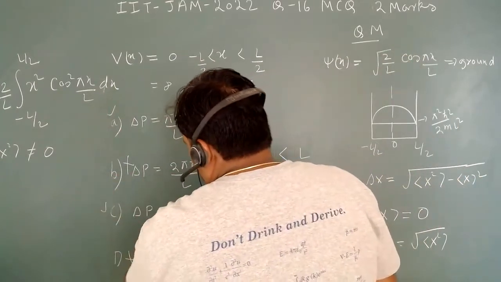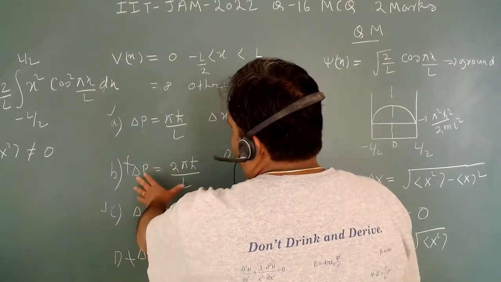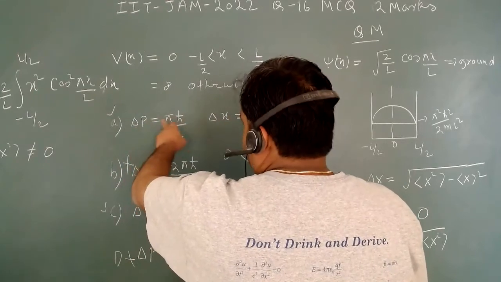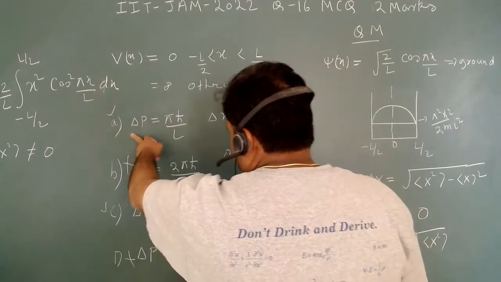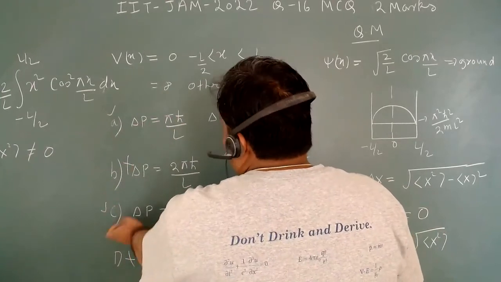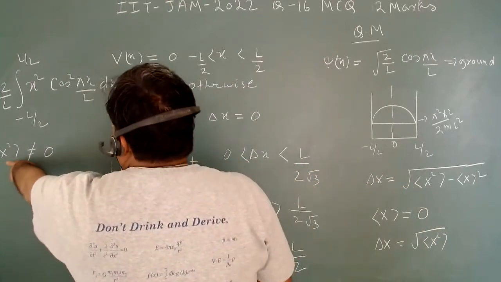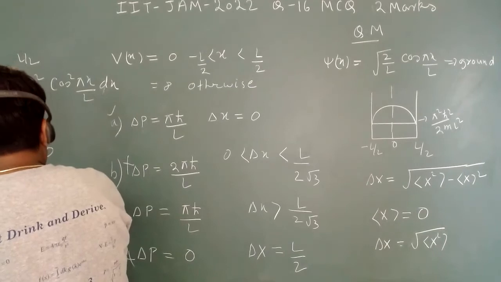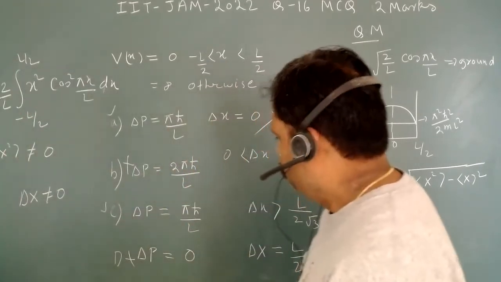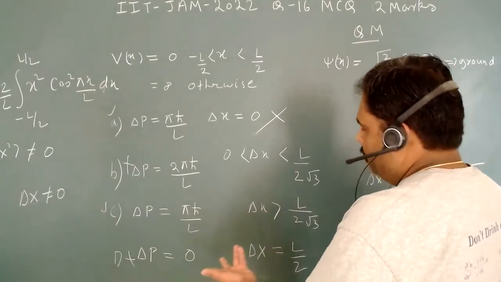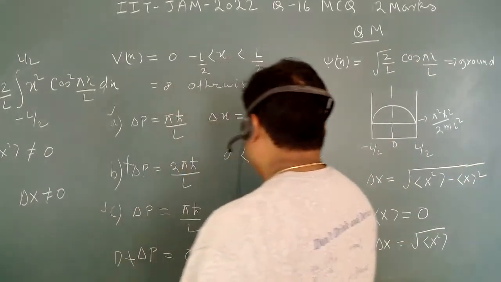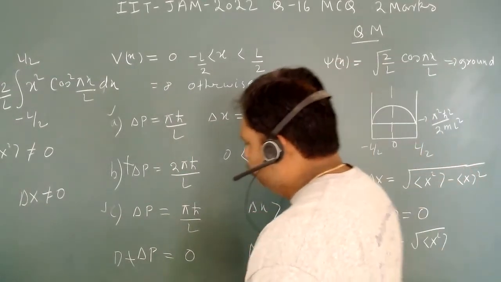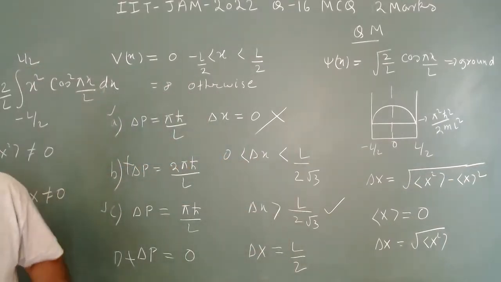Hence B and D are not correct answers, because the delta P we have calculated is pi h cut upon L. So only A and C can be possible correct answers. And since expectation value of x square is not equal to 0, delta x is also not equal to 0. So this option is also wrong. So only one option is left, and that is this one: delta P is equal to pi h cut upon L, and delta x must be greater than L by 2 root 2. So this is our correct option.